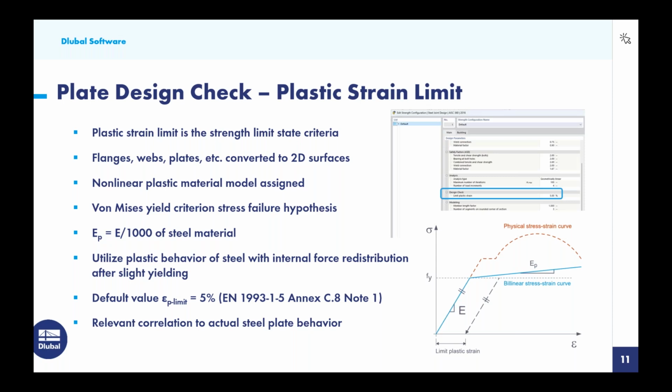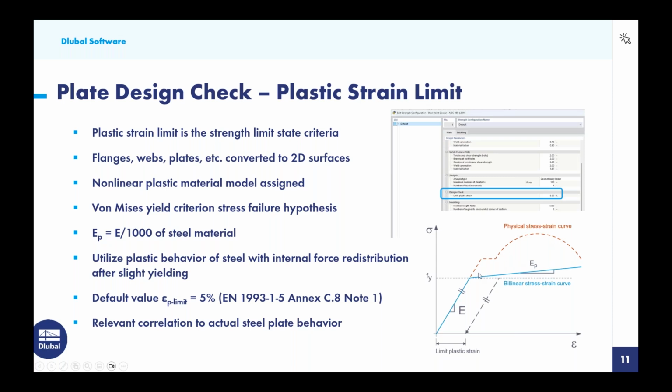Now, we probably have initially defined these as linear elastic materials, but again, in that submodel, they're automatically converted to nonlinear plastic materials. With this material model, we will apply the von Mises yield criterion stress failure hypothesis. Taking a look at the stress strain diagram in the lower right-hand corner, you'll notice that below the yield strength, we have our linear elastic region. But once we reach that yield strength, Fy, we are now in the plastic region.